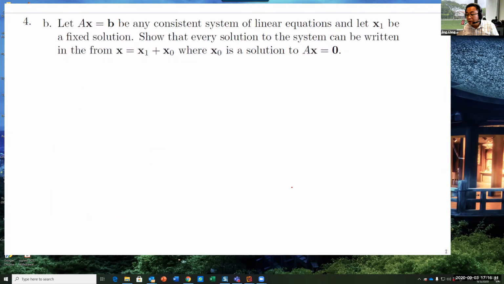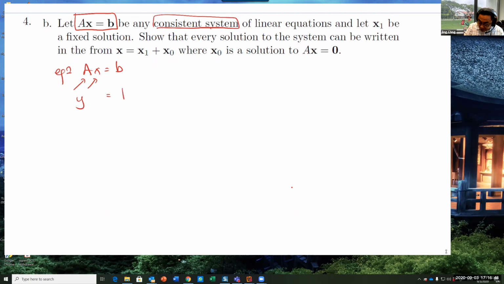4B. Okay, 4B. Let me see 4B first. All right, let's explain this question again. AX equals B is a consistent system. It means that, remember when he says consistent, the equation AX equals B is going to be true. The left-hand side, A multiplied by X, will produce a vector. Let's call this vector Y first, and this vector Y will be equal to the right-hand side.